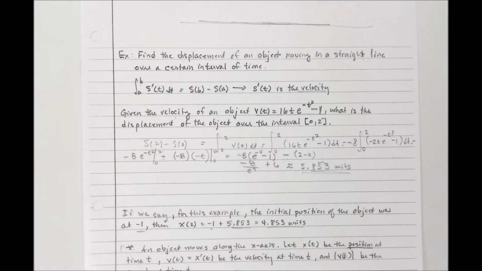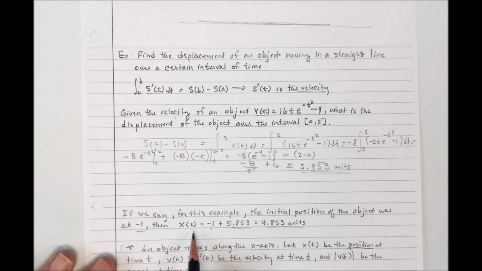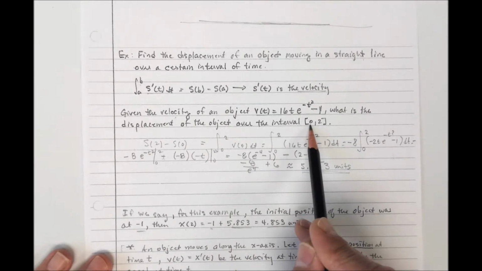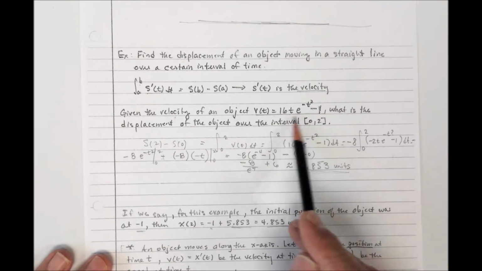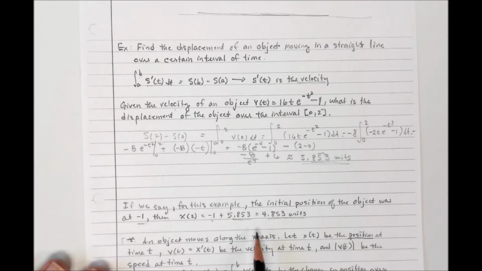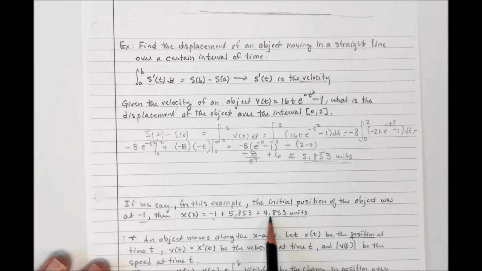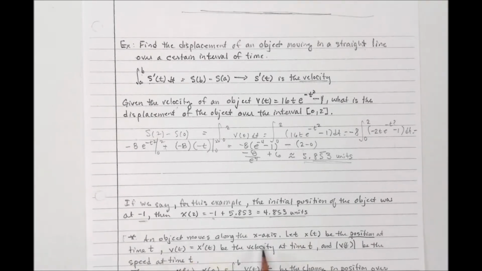So it gives us the buildup from wherever we started at, and in this case we started at 0 here, because if you plug 0 in here you get negative 1. If you plug 0 in here you get the negative 1. So that's where we're going to come up with this amount. Now, an object moves along the x-axis, so we're still doing that same style of problem here, and we're going to let x of t be the position at time t.